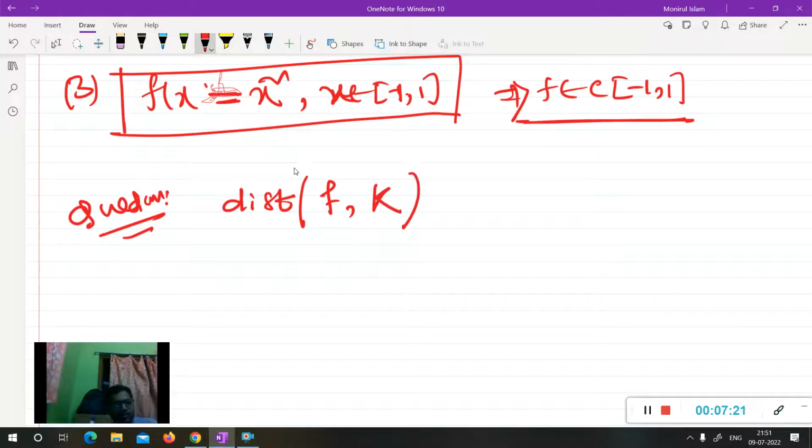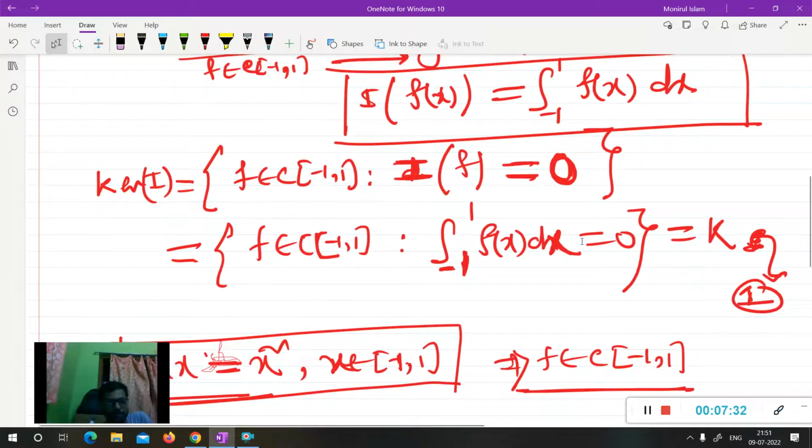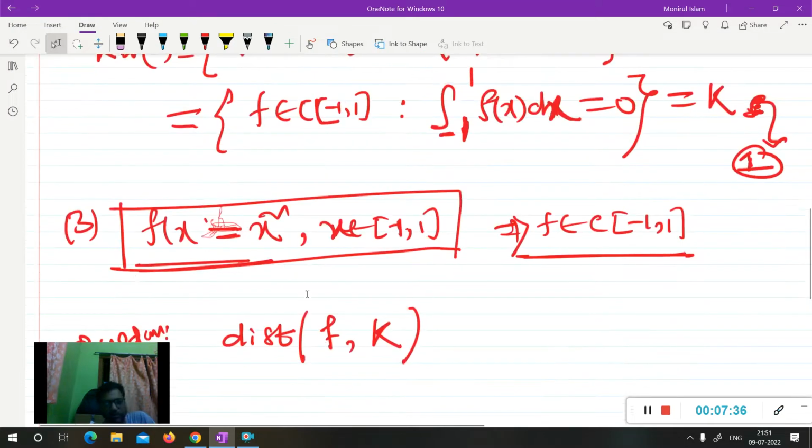I'm writing the distance of F, where F equal to x square, to the subspace K. Kernel is a subspace. We all know the kernel of a linear map on a vector space always forms a subspace. So you have to find the distance from the function to the kernel K.